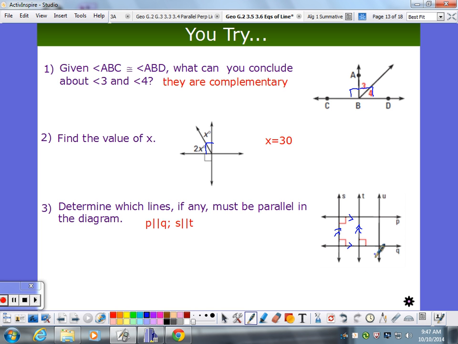Yeah, Julia? There's no way. There's no proof. They can't prove it because we only know that the x and q or something are right angles to the perpendicular, and then the same with the x and the p. Good.